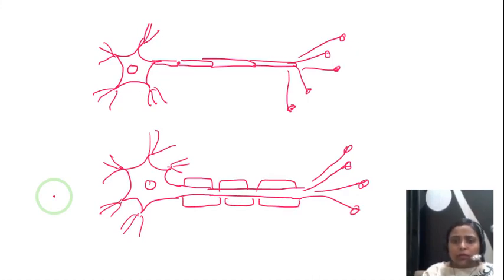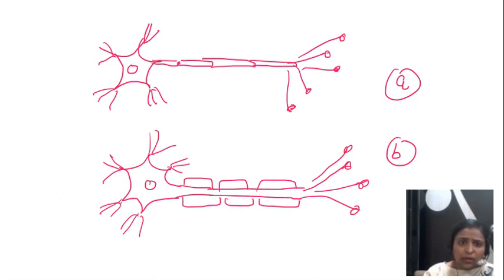See, this is for example your diagram A and this is your diagram B, right? These are both neurons, right? And what is the difference? If you notice here, your myelin sheath is not present, which means it does not cover your axon like this. Likewise, here it is present, right? So the neurons where the myelin sheath is absent are called your non-myelinated nerve fibers, like this neuron.